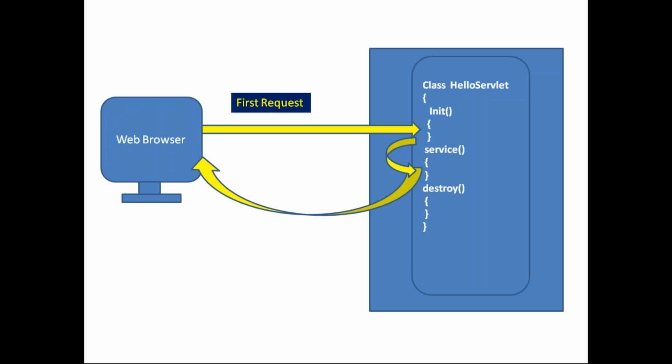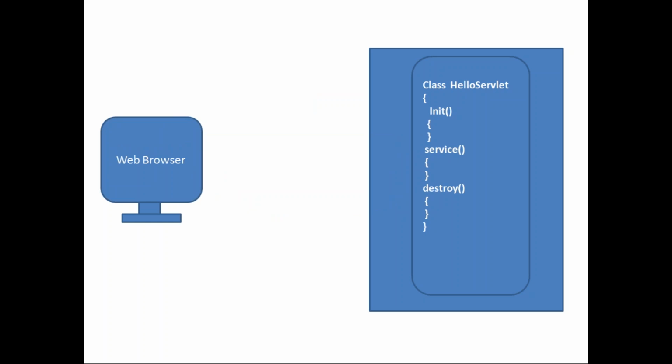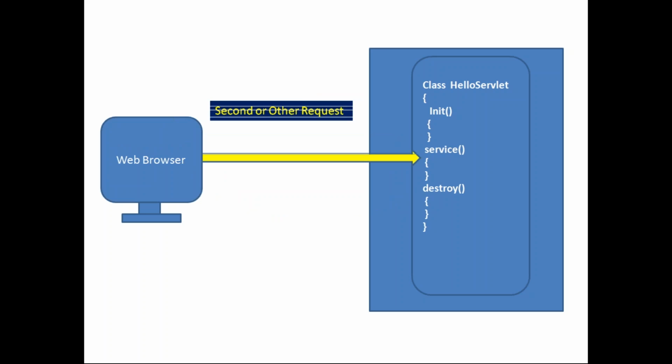So the init method is called only when the first request is coming from the client side. When a user sends a second or other request, that request directly hits the service method. So in the life cycle of servlet code, the init method is executed only one time, when a servlet is invoked from the web browser for the first time.